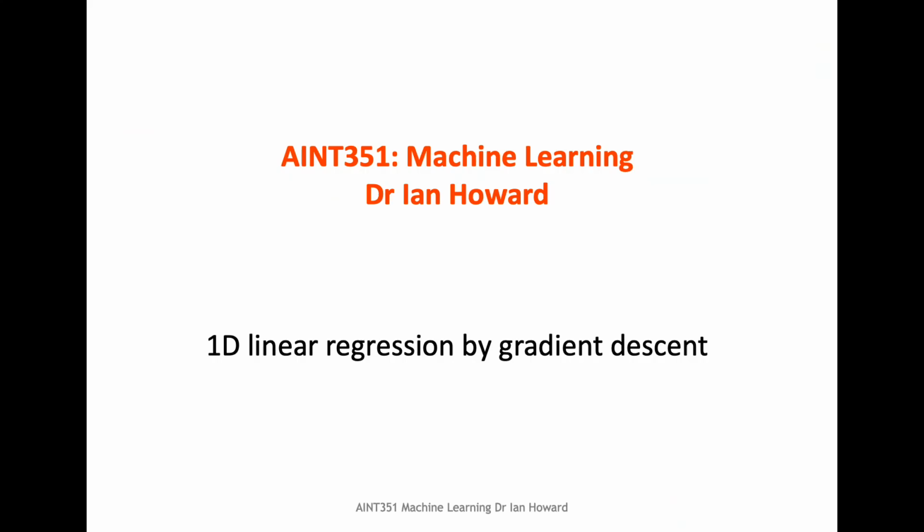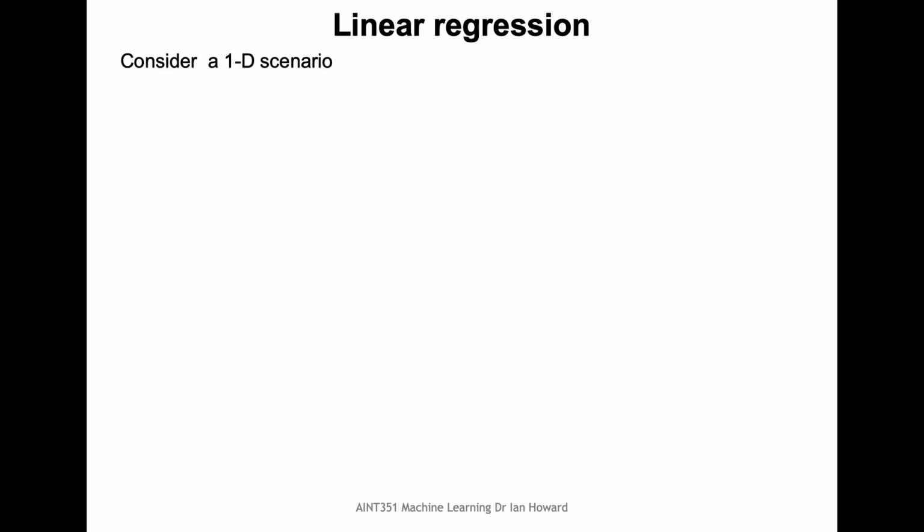So I'm now going to talk about linear regression and how we can actually fit a line to data points using gradient descent. We're only going to talk about the one-dimensional case, and in the one-dimensional case that means we've just got single values, so they're one-by-one matrices in MATLAB.